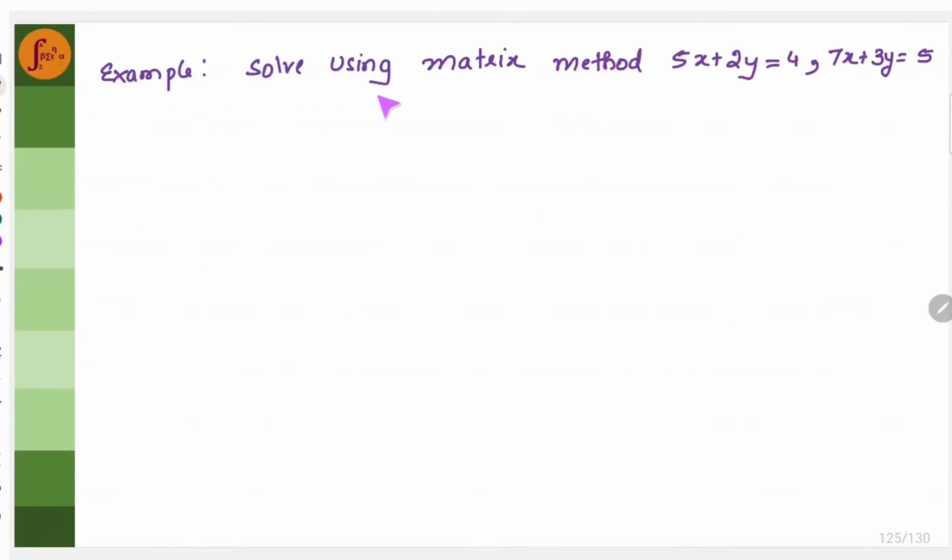Let's take an example where we have to solve these linear equations using the matrix method. First step, we will convert these equations into matrices. So first we will have matrix A. Matrix A is nothing but the coefficients of x and y. First write the coefficients of x. So this will be x, this will be y. Remember this: the first column is x, the second column is y.